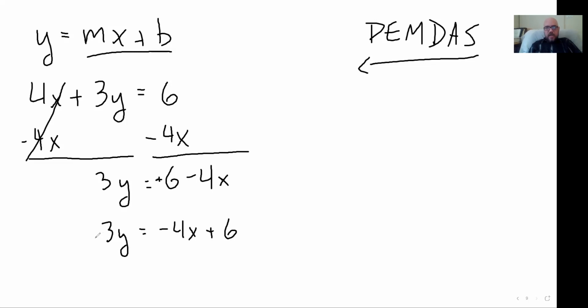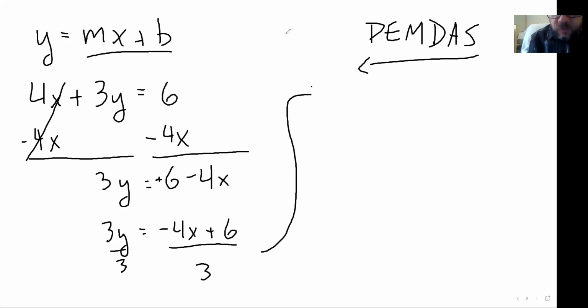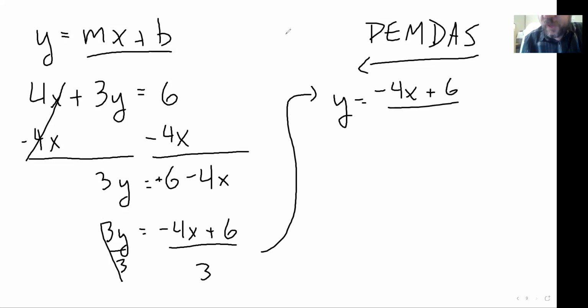So I'm not done yet because I don't just have y, right? This form has just y, no coefficients, nothing else. I need to have that first. So I'm going to divide both sides by 3. I'm currently multiplying by 3, so I will divide by 3. That will give me y, right? The 3's cancel, and y equals minus 4x plus 6 over 3.